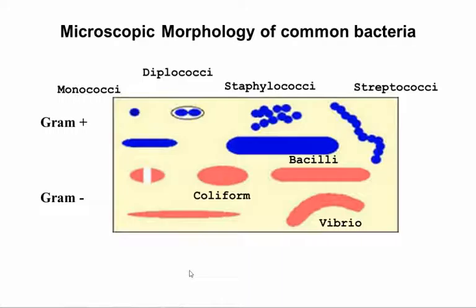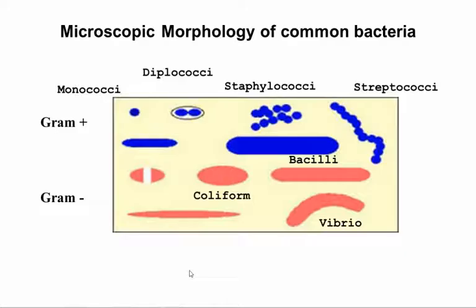And for bacilli, you can have some different shapes. Bacilli is kind of a generic term for long, straight rods. Vibrio means anything that's curved. And coliform means it looks like Escherichia coli. It's a kind of short, ovoid cell.